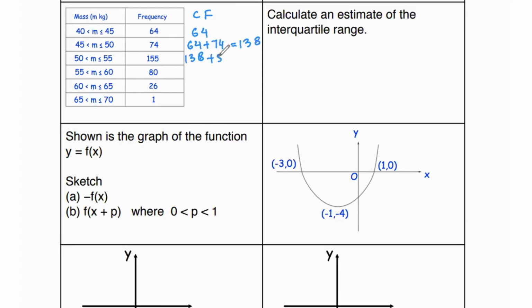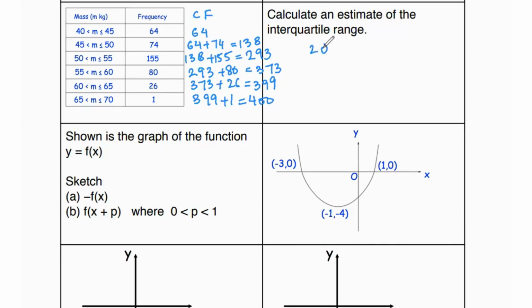138 plus 155, which equals 293. 293 plus 80 equals 373. 373 plus 26 is 399. And lastly, 399 plus 1 equals 400. So that means your total frequency is 400 from the cumulative frequency.